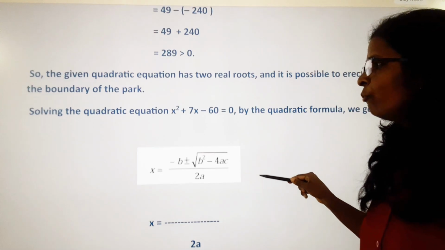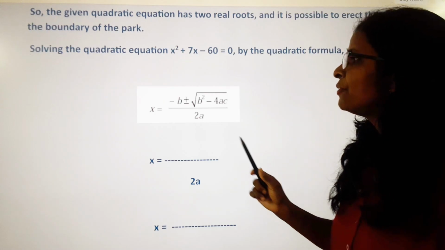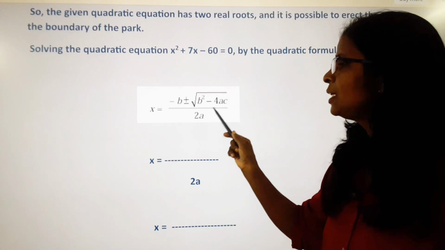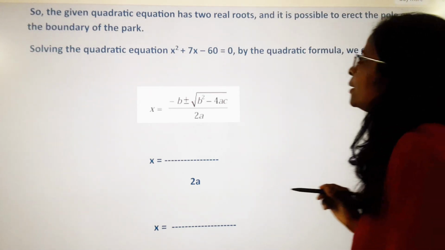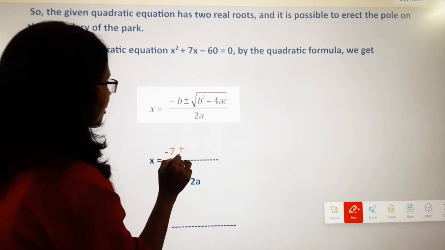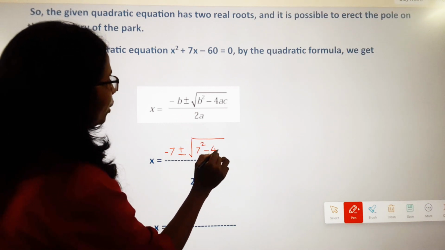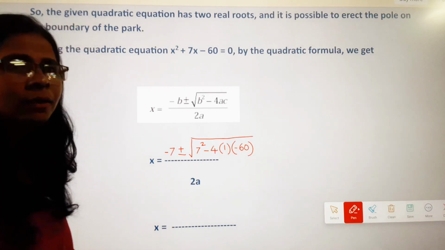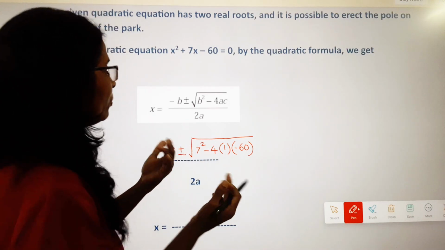We solve the quadratic equation with the help of the formula. Our formula for solving a quadratic equation is x is equal to minus b plus or minus the square root of b square minus 4ac, upon 2a. So now putting in the values, x is equal to minus b, that means minus 7 plus or minus the square root of b square, that means 7 square minus 4 into 1 into minus 60.